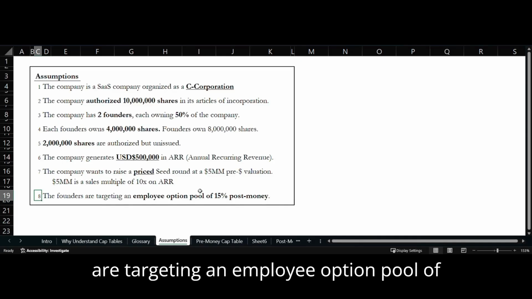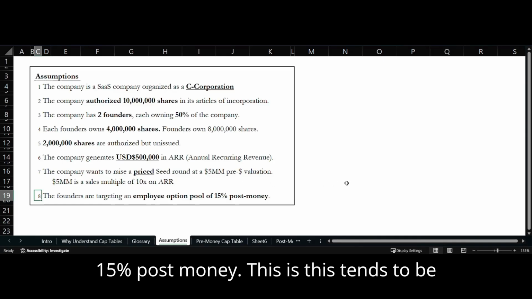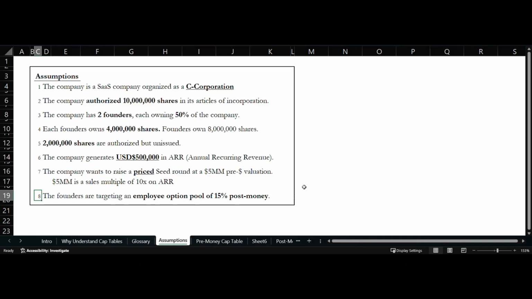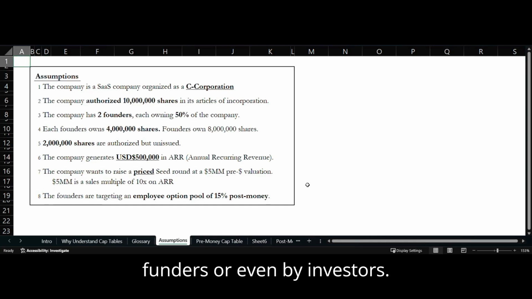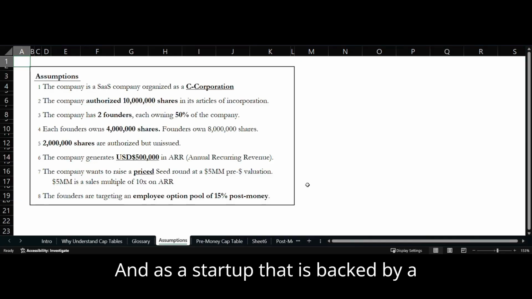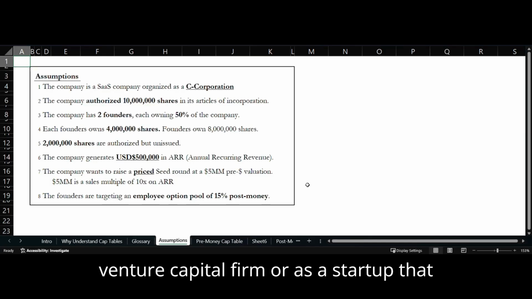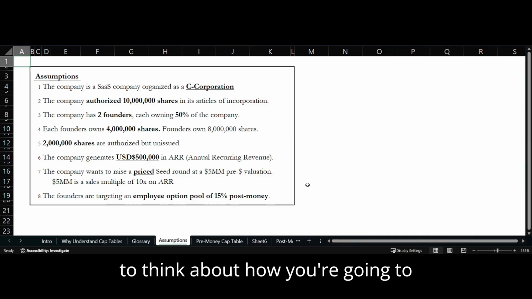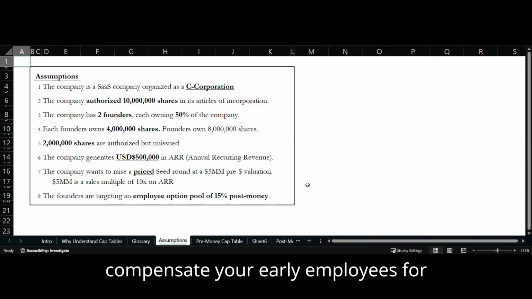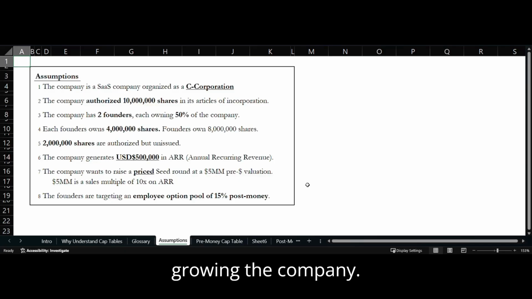Founders here are targeting an employee option pool of 15% post money. This tends to be a term that is strongly negotiated by founders or even by investors. And as a startup that is backed by a venture capital firm, or by investors, it is important to think about how you're going to compensate your early employees for growing the company.